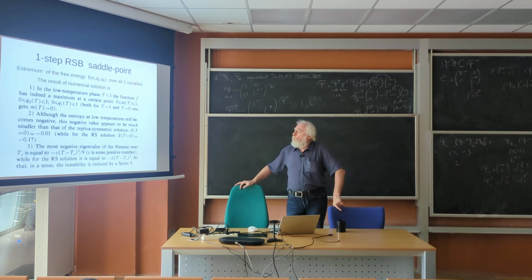Now, with this solution, we have one-step replica symmetry breaking. Again, we can calculate entropy in the limit of 0 temperature. It is still negative, but the numerical value of this negative entropy is much smaller. It is like minus 10 to the minus 2. So the conclusion is that it is still not a good solution, but we made some reasonable step.